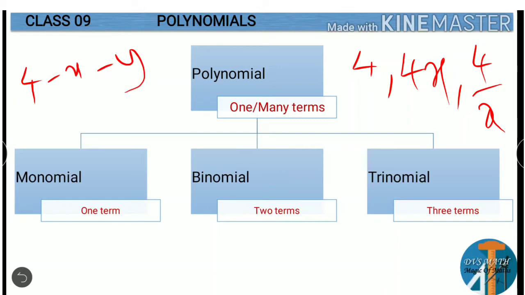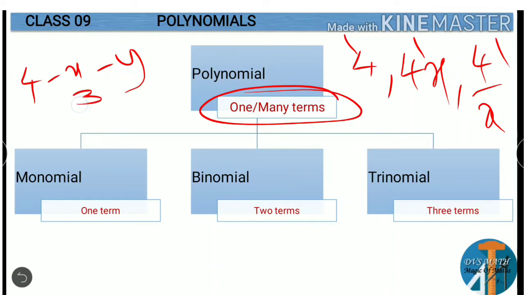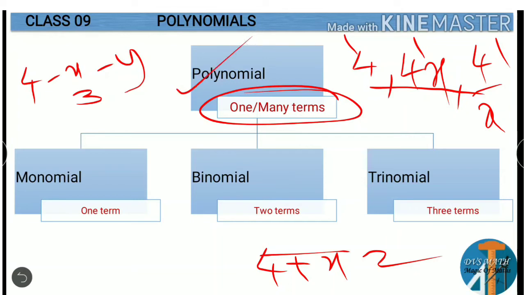If it consists of one or many terms: here we have one term, here also one term, here we have 3 terms. Or if I consider 4 plus x, here we have 2 terms. So in all these cases, depending upon the terms, we have 1 term, 2 terms, 3 terms. If any expression consists of one or many terms, we call it a polynomial. Clear?